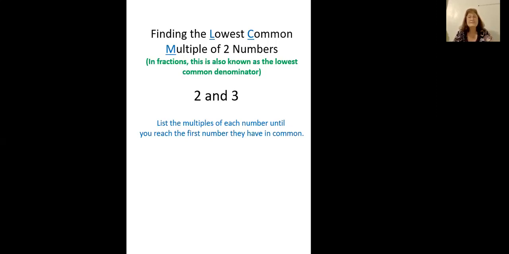We're going to list the multiples of each number until we reach the first number that they have in common. We'll begin with 2. 2 times 1 is 2. 3 times 1 is 3. 2 times 2 is 4. 3 times 2 is 6. 2 times 3 is 6, and there we have it. 6 is the lowest common multiple of 2 and 3.